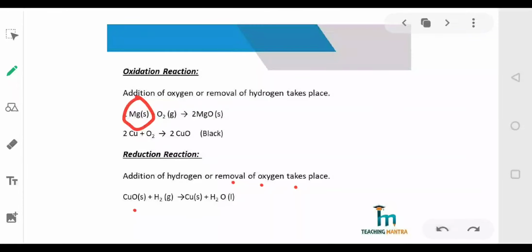So copper oxide plus hydrogen, that is H2, gives copper plus H2O. Here on the left hand side it was copper oxide, whereas afterwards we are getting only copper, that is oxygen is being removed. So this is an example of reduction reaction.